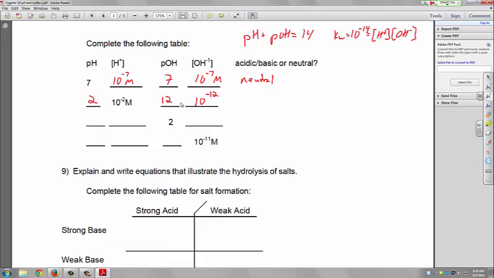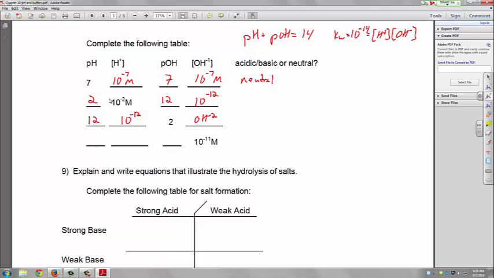Similarly, if the pOH is 2, the pH has got to be 12. Right? The pH is 12. That means the hydrogen ion concentration is 10 to the negative 12, and the hydroxide is 10 to the negative 2.